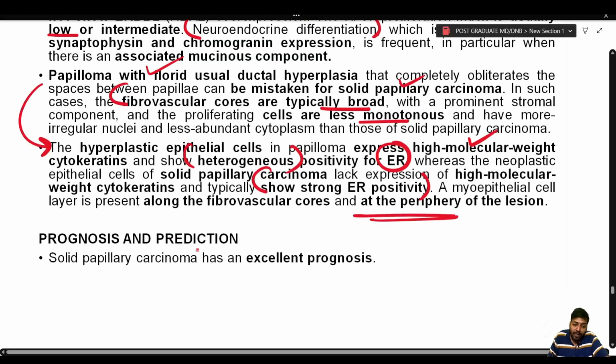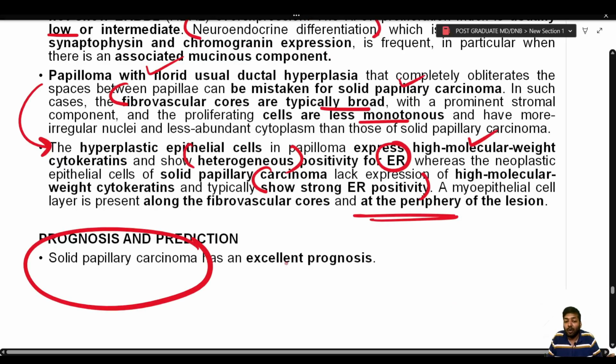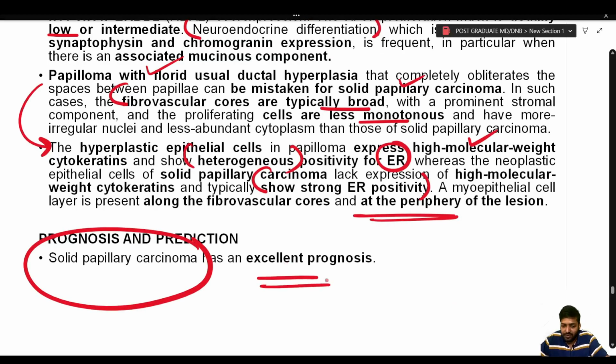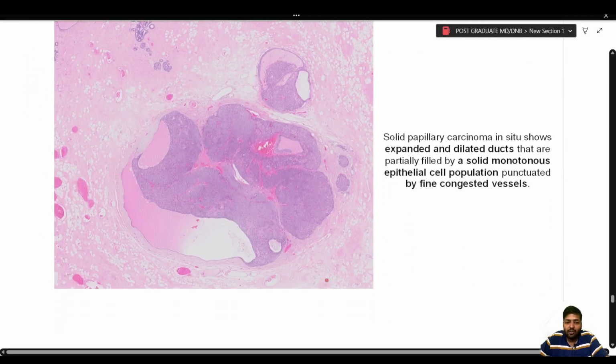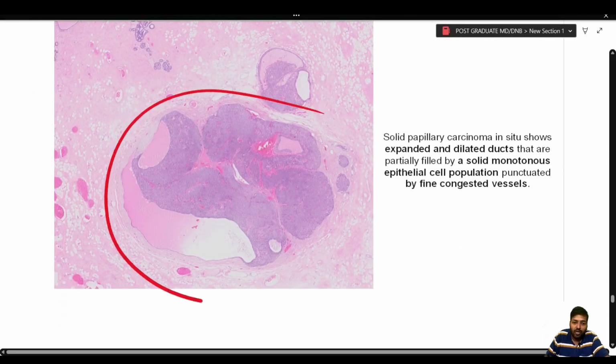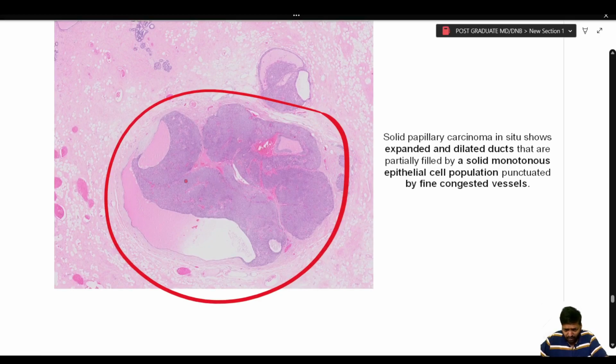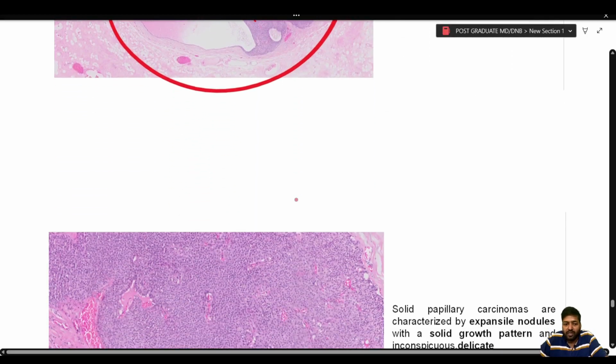So why is it important to recognize them, and why are they a separate entity? Because they have an excellent prognosis. As you can appreciate, this is a solid variety. You can see that this is completely filling up the space, and this is a solid papillary carcinoma in situ. So they have expanded and dilated ducts that are partially filled by a solid monotonous epithelial cell population punctuated by multiple vessels in the background, as we can appreciate over here.